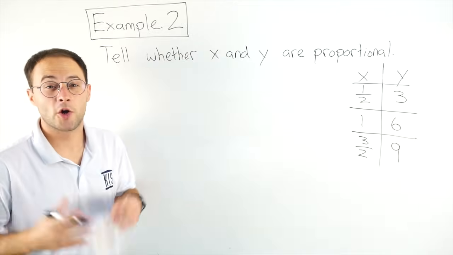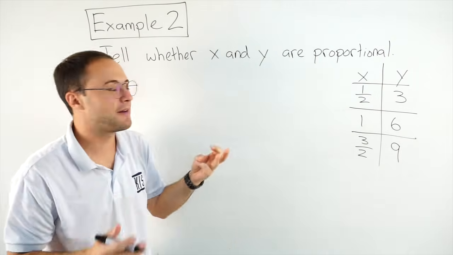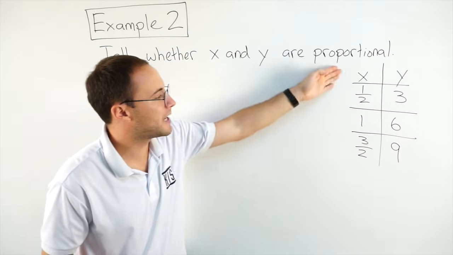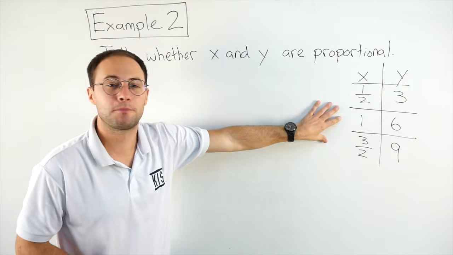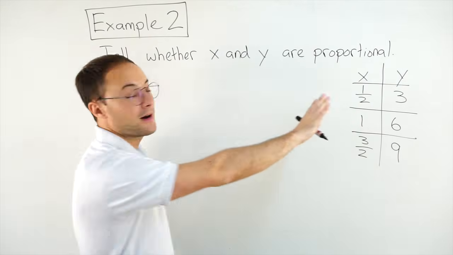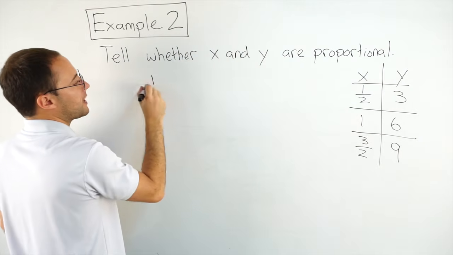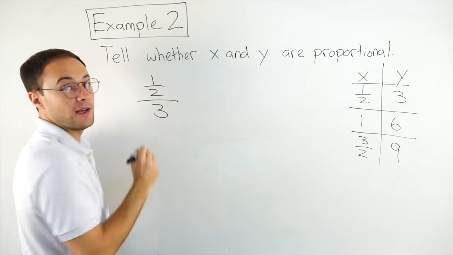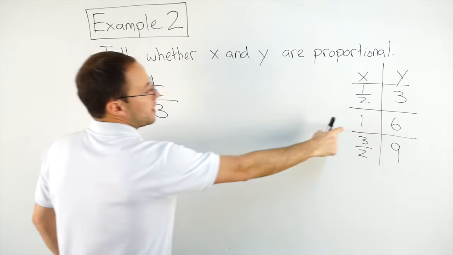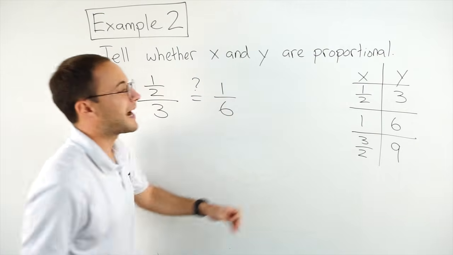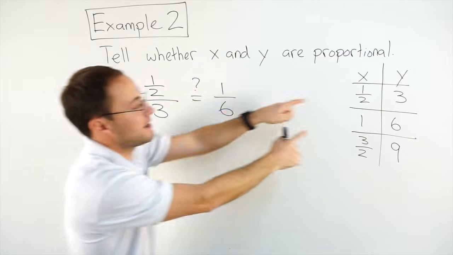Let's try another example. Okay, example 2. Tell whether x and y are proportional. Just like the previous example, I had 3 methods that I could use to decide whether x and y are proportional, but I don't want to do all 3. For me, I'm just going to do simplest form. I'm going to compare x and y to see if they're proportional, so I need ratios. My first one would be 1/2 to 3, and if I want to compare that, I could compare it with either. I'll just compare it with 1 to 6. You've got to make sure that my numerators here, those are both representing the x's.